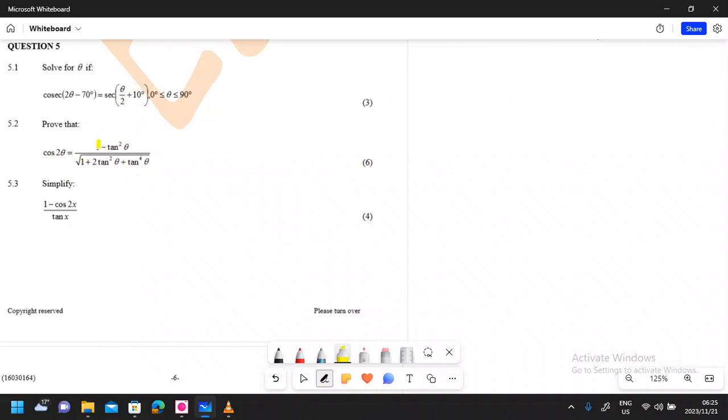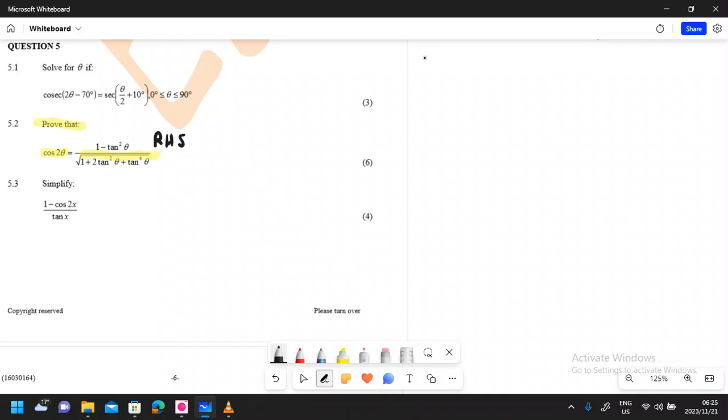Alright, let's look at this, guys. So what we have here is this one here. Let me just highlight 5.2. So they want you to prove this side is the same as that side. Remember, whenever you prove, guys, you need to choose the side which is more complicated. In this case, the side that is more complicated is our right hand side. Right hand side is the one that is more complicated as compared to this. So I'm just gonna write the right hand side here. Remember, the left hand side is cos 2 theta.